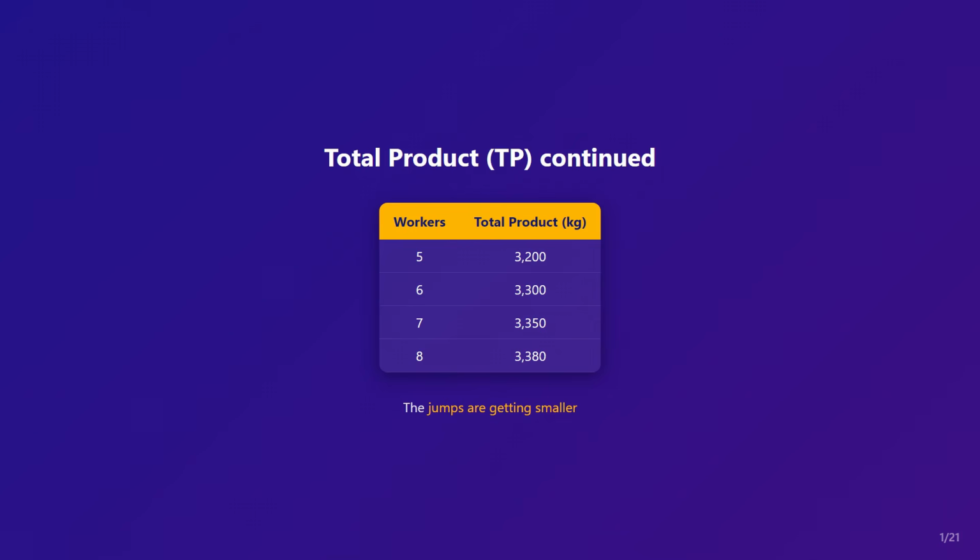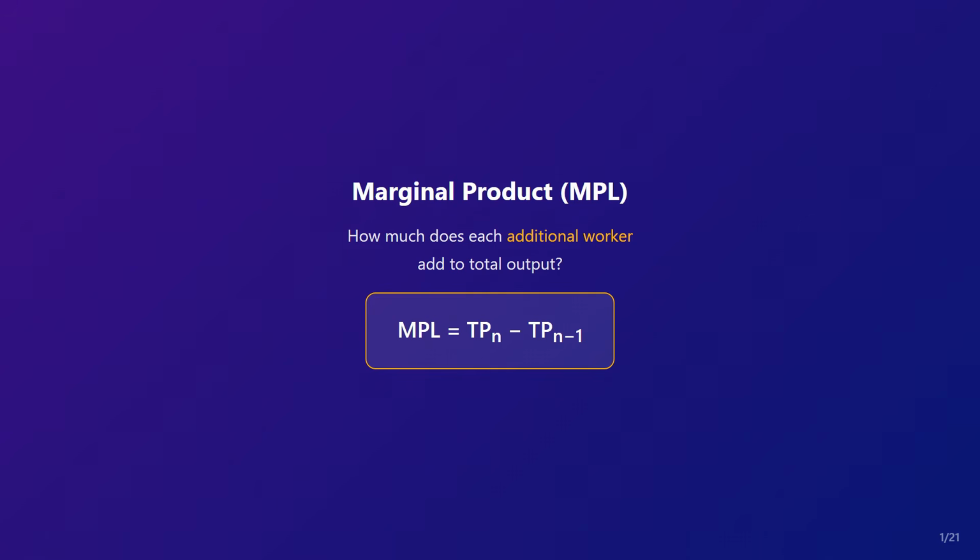First column, number of workers and total output. The first column in the table is the number of workers, from 1 to 8. The second column is total output, denoted TP from the English total product. Total product shows how many kilograms of oranges the entire orchard produces at each employment level. The total output data are as follows.